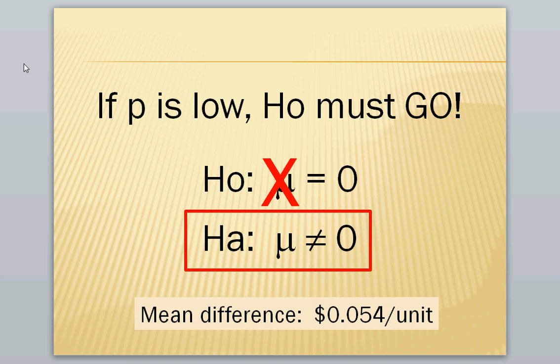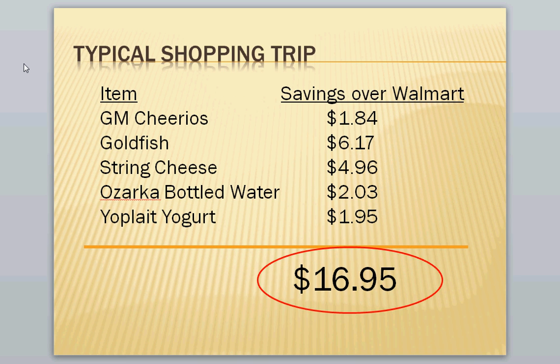The mean difference was about 5.4 cents per unit, which might not seem like a very big number, but remember, we measured the per unit price. So if I'm buying a 40-ounce container of goldfish and I'm saving 5.4 cents per ounce, you can see how the savings can really start adding up. So for example, on a typical shopping trip where I might buy Cheerios, goldfish, string cheese, bottled water, and yogurt, I would save $16.95. And over time, that savings will just multiply.